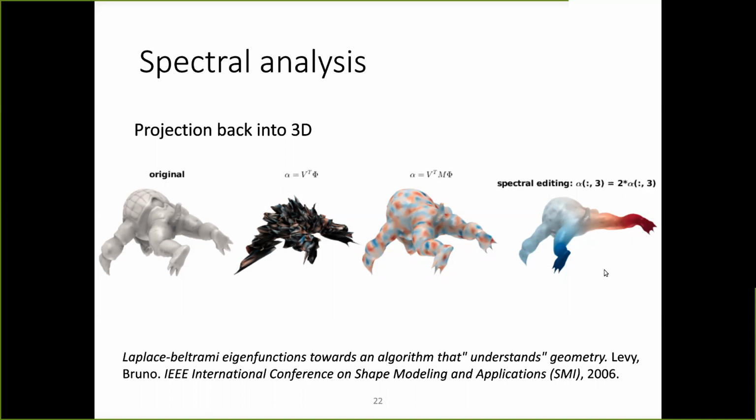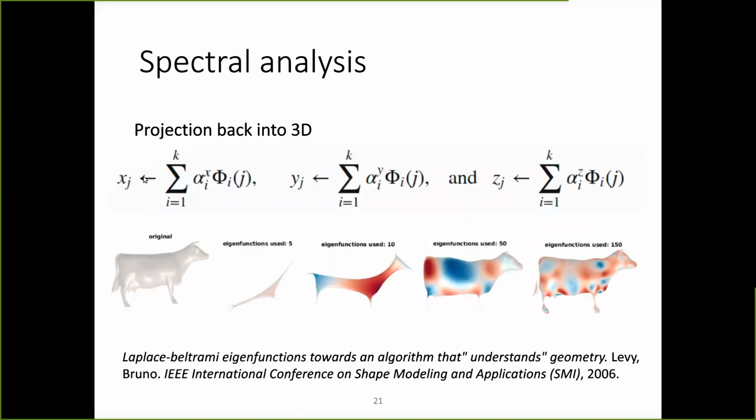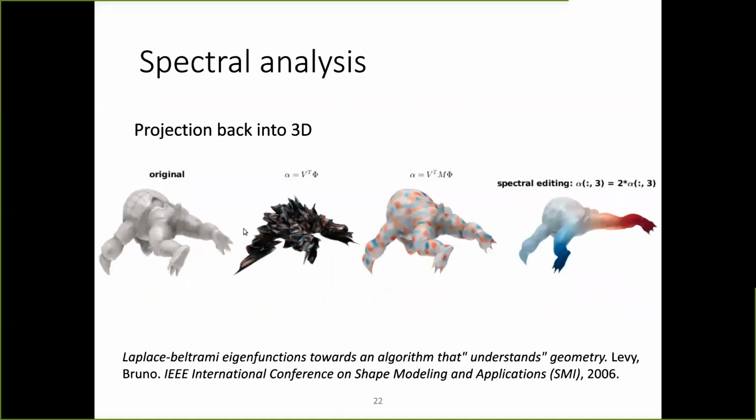Another thing that's a little bit interesting is that if you want to just change one of the parameters that you had here while doing the reconstruction. So let's say, for example, here, I just multiply this parameter by two. And what's happening is that I just increase the spreading of the leg of the armadillo by just changing this parameter. So it's interesting in the sense that you can do some spectral editing by just changing these parameters.